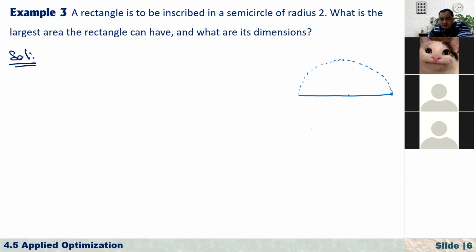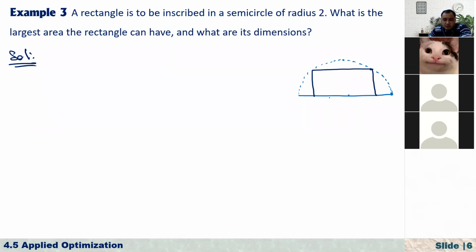And suppose this is a semicircle, and we are going to draw the rectangle which has the maximum area. So let's say our rectangle is something like this. Okay, suppose that is our rectangle, drawn inside the semicircle. Now we need to find the dimensions of this rectangle.